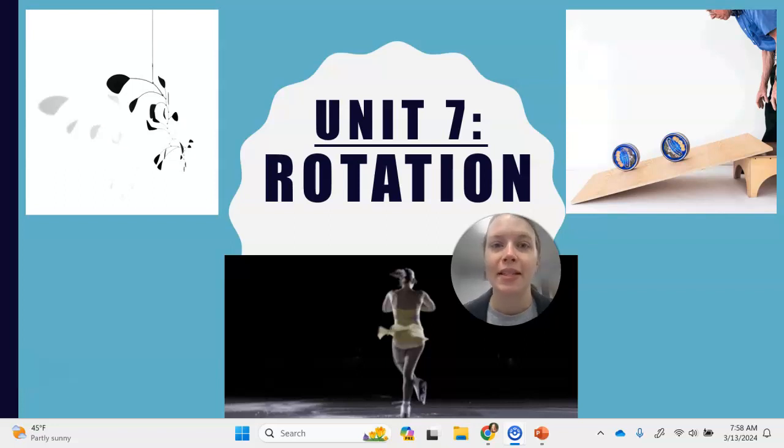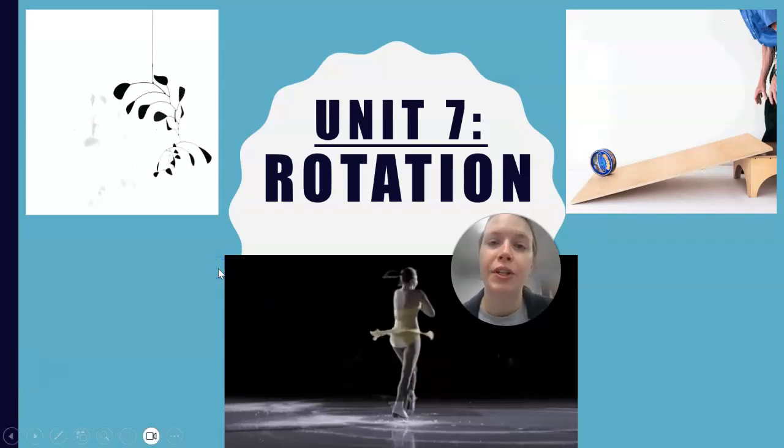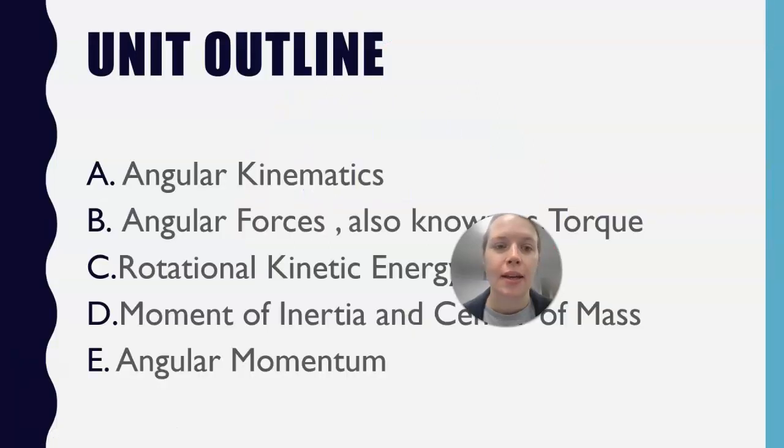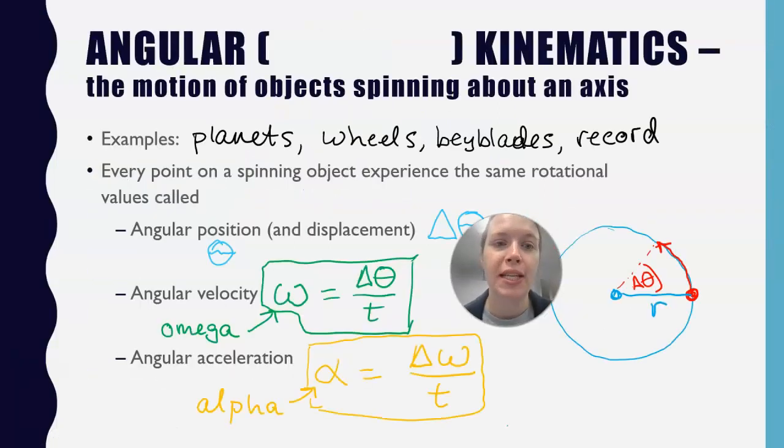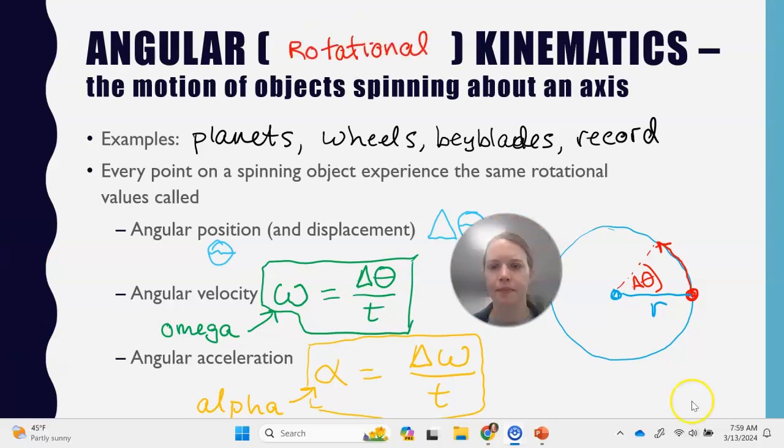This is lesson 1 of rotational kinematics, or angular kinematics. We're going to use those words interchangeably. Angular, or rotational kinematics, is the study of the motion of objects spinning about an axis. So what things spin about an axis? We've got planets, wheels, Beyblades, a record, like we looked at with the record player.